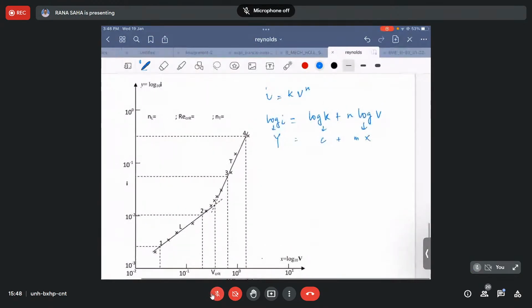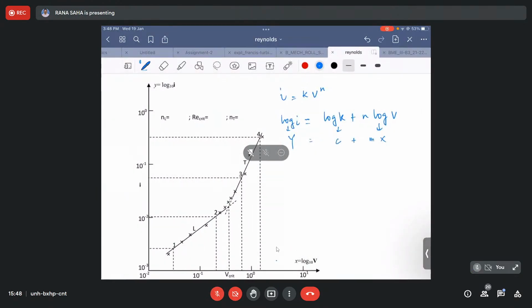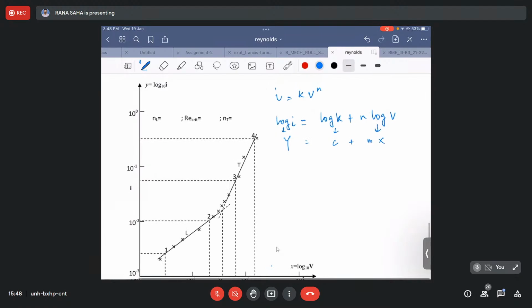So if you take log of I, and then log k, and then log of v, the known things are I and v because you have evaluated these. Your objective here is to find out k and n. These two are unknown to you. So how to find that? If you plot I and v, or log I and log v, you can probably find out the index n and the constant k.